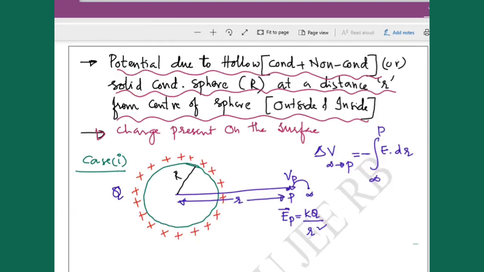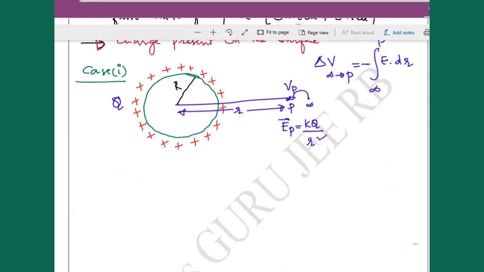So at point P, the electric field is nothing but KQ divided by R square. Now from there I'll proceed.